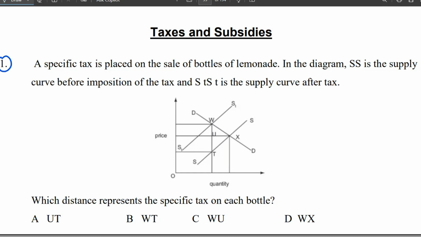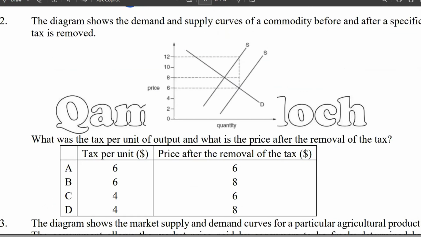Okay. As I explained, the vertical gap between the two supply curves represents per unit tax. Why? Because if this was the price before tax and this is the price after tax, then this is the per unit tax, the vertical gap W/T. So W/T is the correct answer for this question. If the examiner asks the total amount of tax, this complete box will be the total tax, out of which consumers will pay this much and producers will pay this much.